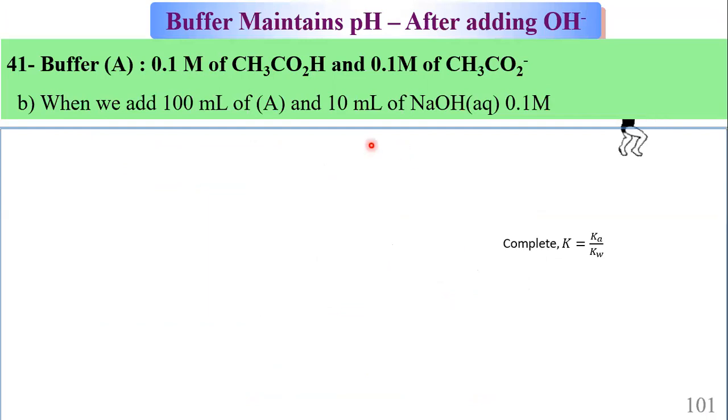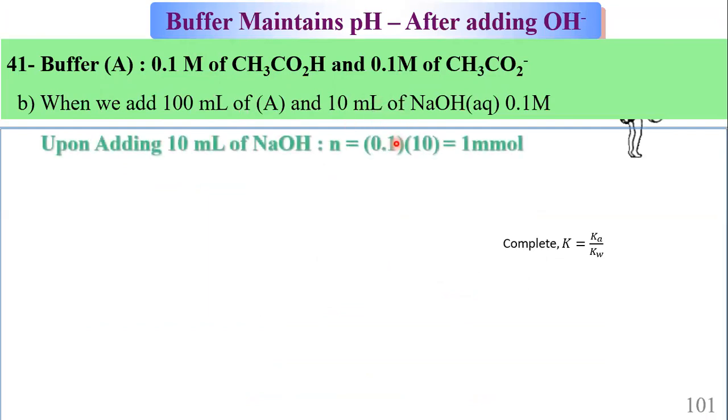Okay, part B of number 41. We have 0.1 molar of the acetate, and we're taking 100 milliliters of this buffer, and now we're adding 10 milliliters of OH minus. Now, when you add OH minus, let's see how much of that OH minus I'm adding. I'm adding 10 milliliters of a 0.1, and so if you multiply that concentration by the volume in milliliters, we get 1 millimole.